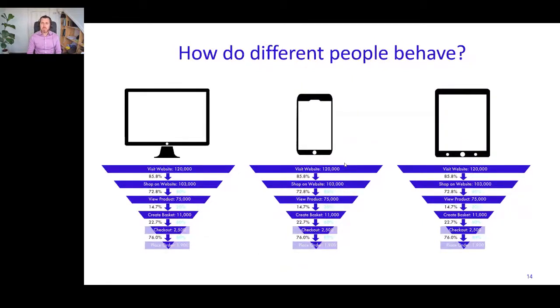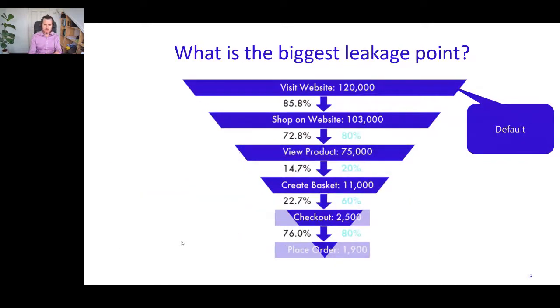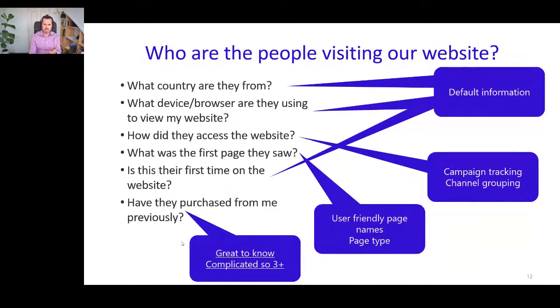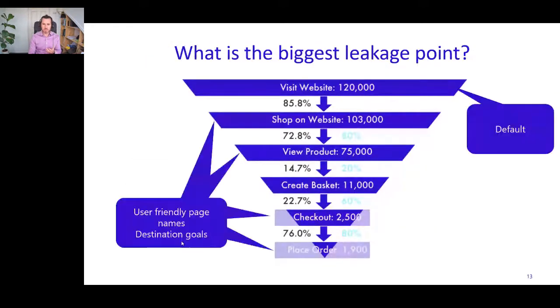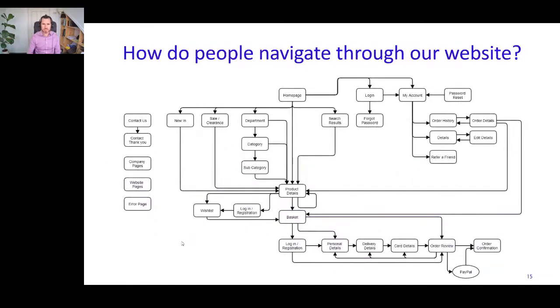I want to then know how different groups of people behave on my website. People that come in on desktop, mobile, tablets, how do they behave differently in the funnel? Or how many transactions are they making? Are they bouncing? The page views per session? Anything else? The good news is the other tracking we explained should cover all of this. All of these goals, the channel groupings, page types, information, we get at this point either by default or through the other tracking we've already discussed. So that's a nice bonus.